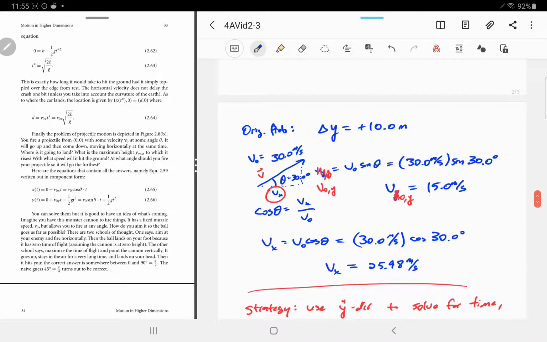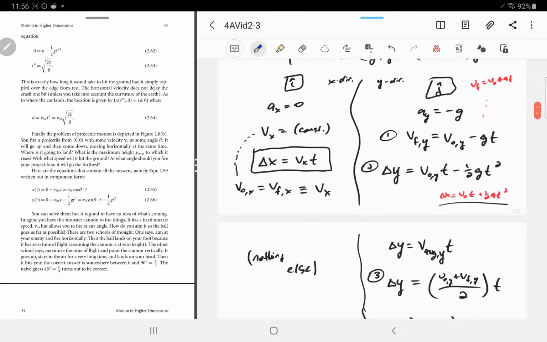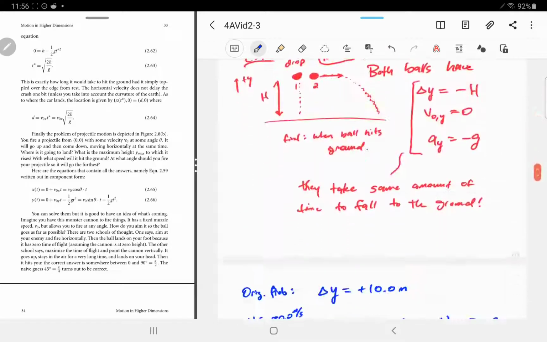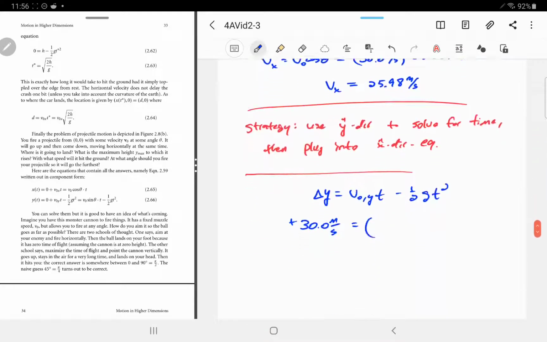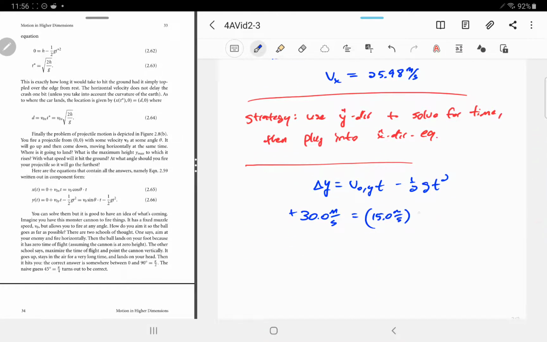We're given this info. The thing we don't have and don't care about is v final y. So that's going to point us to equation 2. So equation 2 is probably going to be the most useful one here. All right, so I'm just going to copy down equation 2 right here. Delta y is v naught y t minus 1/2 g t squared. Remember, this is positive 30 meters per second. V naught y is 15 meters per second times t minus 1/2 9.8 meters per second squared times t squared. So this is a quadratic equation for t.